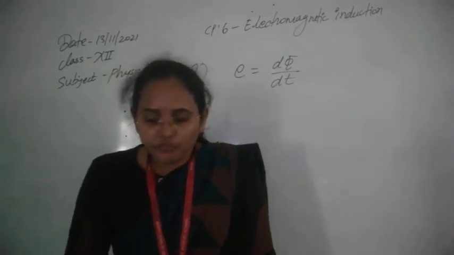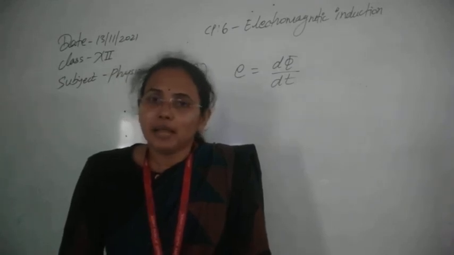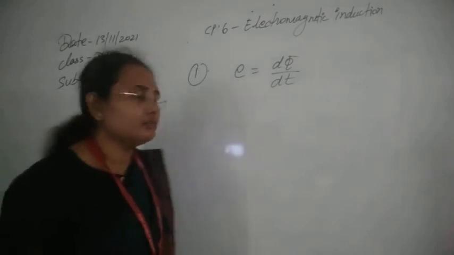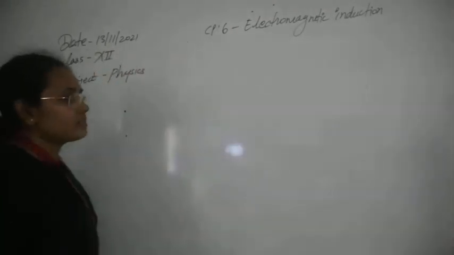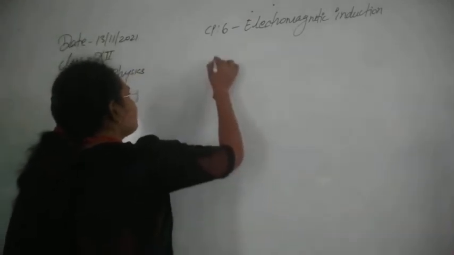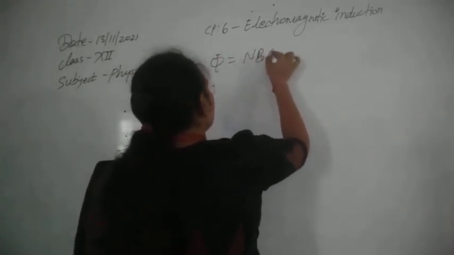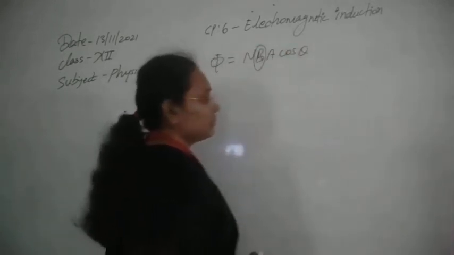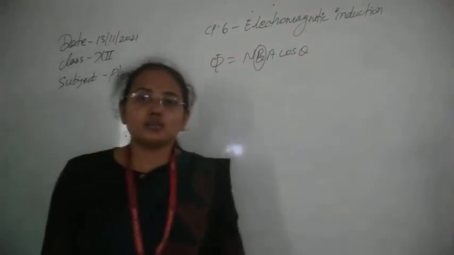Now one by one we will see the methods of production of electricity from the change in magnetic flux. One method we will discuss today; the rest of the methods we will discuss in the next class. The first method that is possible here: flux phi is equal to NBA cos theta. We will start to discuss this B, the magnetic field, and what happens if we start to change it.